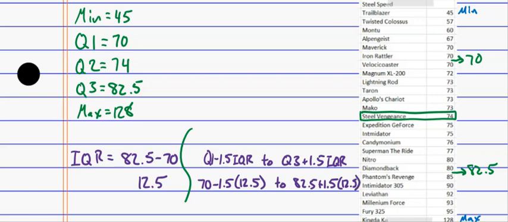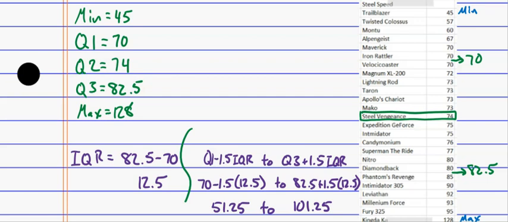If I punch this into the calculator, this one gives me 51.25. This one gives me 101.25. Essentially it's saying the acceptable data range is 51.25 to 101.25, which means anything within that range is an acceptable data value, data that makes sense and is grouped close enough together that it wouldn't be considered an outlier. Anything outside of that range would be considered an outlier.